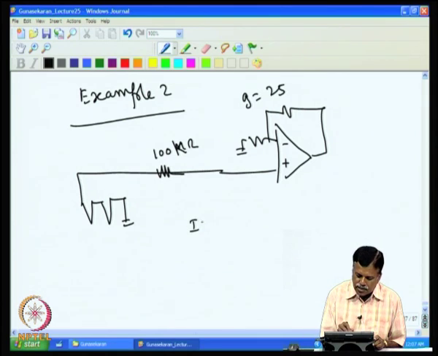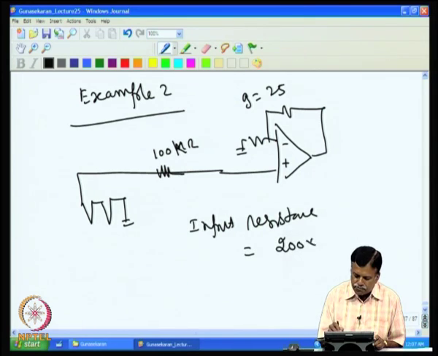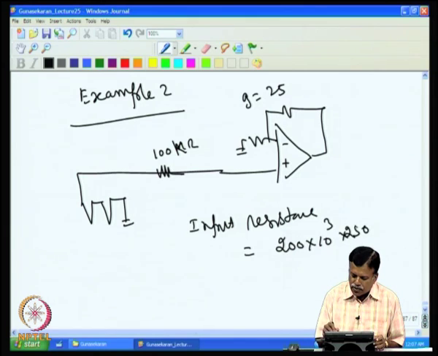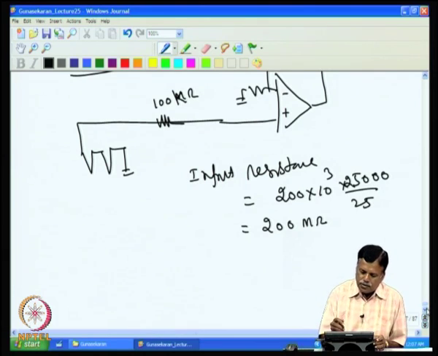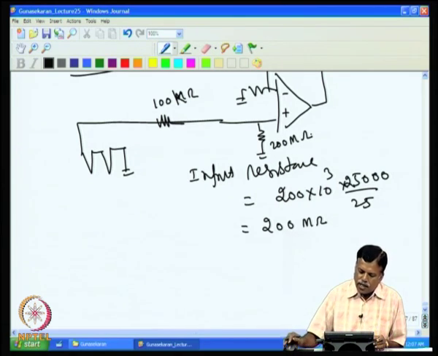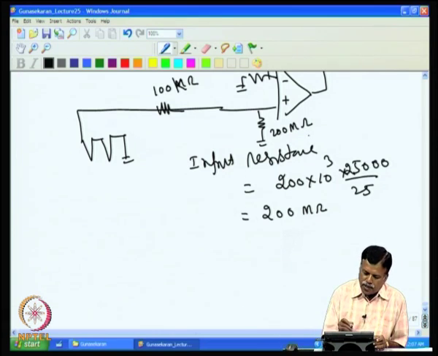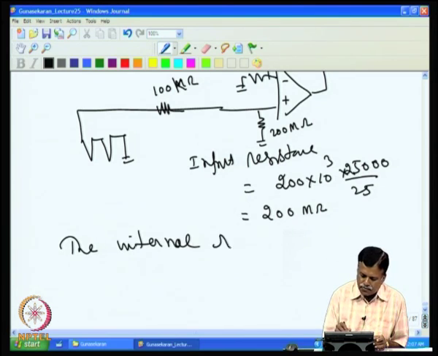If the gain is 25, then the input resistance in this case would be, for example, 200k into 25,000 is the open loop gain, and I have 25 gain here, that will come to 200 mega ohm. Input resistance will come as 200 mega ohm. That means it is equivalent to telling I have a 200 mega ohm resistance here. Now, I have a 100 kilo ohm internal resistance, and the voltage drop due to it.